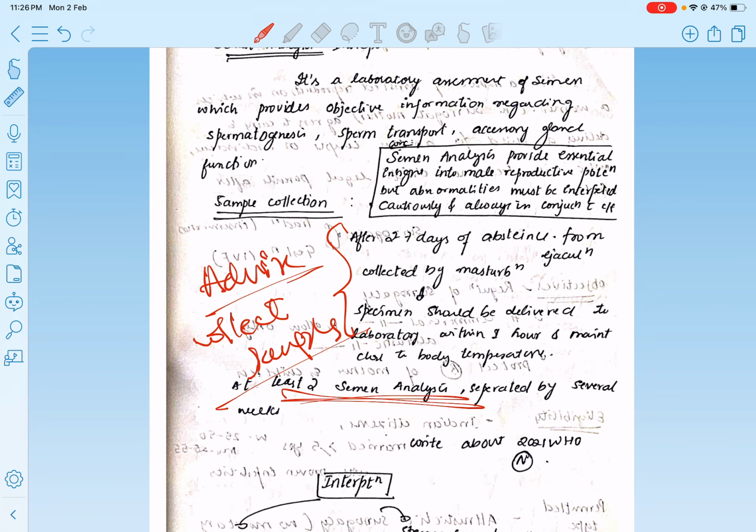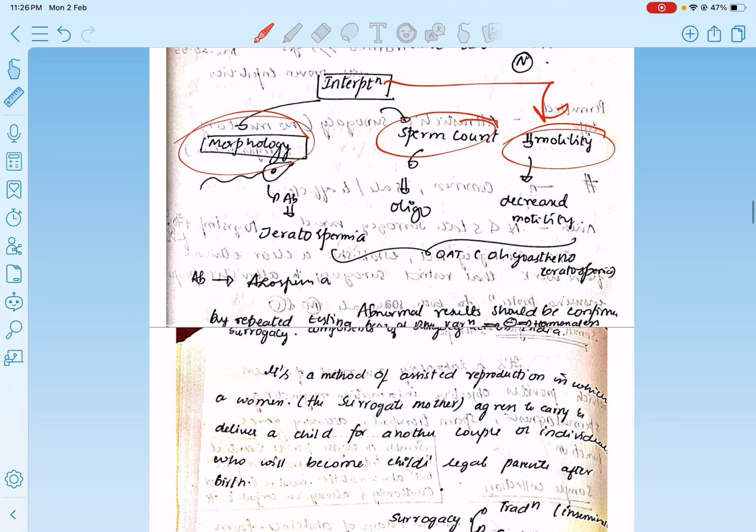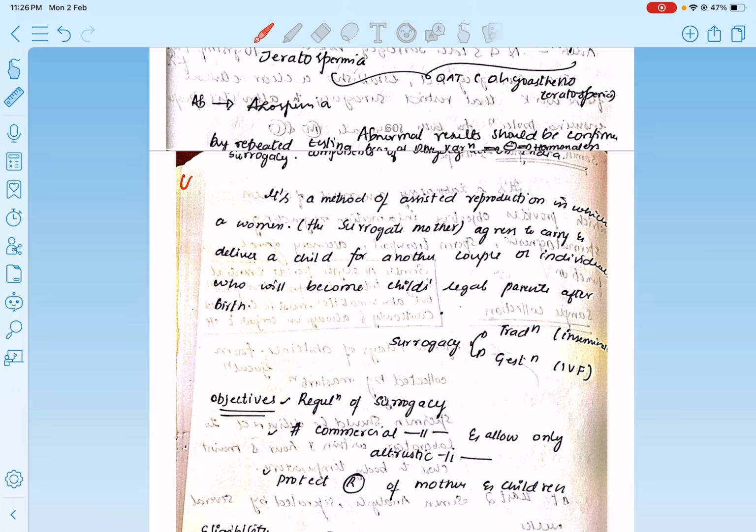And again, this is an important thing which you need to mention. While writing about interpretation, divide it broadly into morphology, sperm count, and mobility. Based on that, you need to place the disease and give the interpretation. Again, surrogacy, last time it was a 5 marker, so I have just mentioned it. You just need to go about it. There's nothing for me to explain.